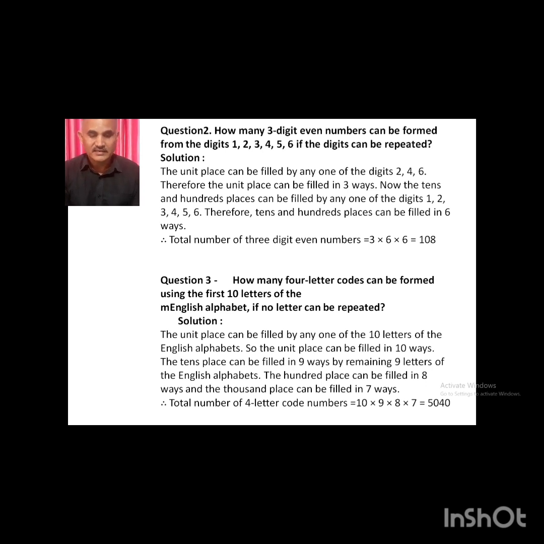Next one, how many 4-letter codes can be formed using the first 10 letters of the English alphabet? So a 4-letter code can be formed by filling up the first place in 10 ways, the next place in 9 ways, the next in 8 ways, and the last place in 7 ways. So the total number of ways is 10 multiplied by 9 multiplied by 8 multiplied by 7, which is equal to 5040.